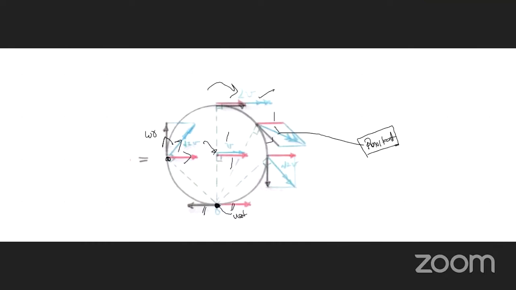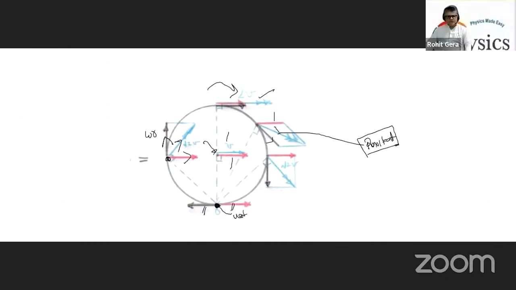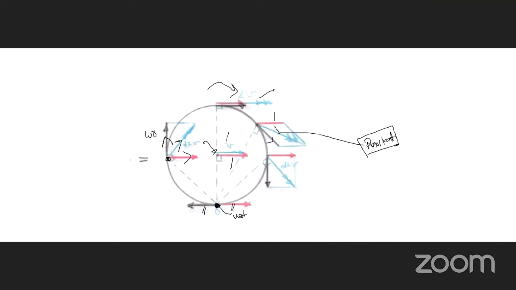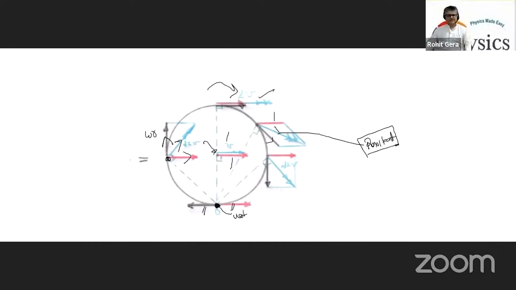वापस ग्राउंड पे आ रहा है. Omega into R, centripetal. Okay. Towards the center. मैं all points कर दूं सारे? नहीं, फिर सारे इकट्ठे देखेंगे. Total acceleration भी आ रही है नीचे.